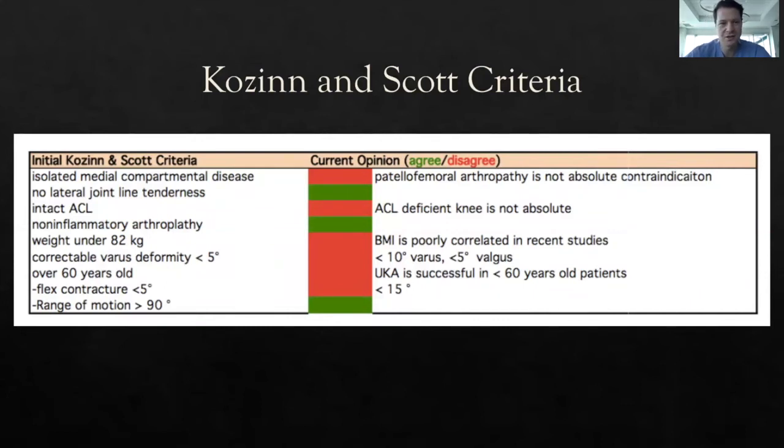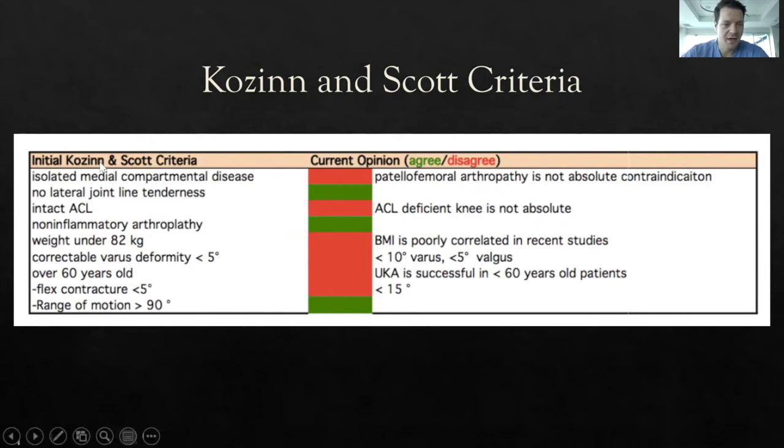And so this is called the Cozen and Scott criteria. This came from a published paper at the end of the 1980s about these two surgeons, Cozen and Scott's, experience doing partial knees. On the left side, you see what are called contraindications or indications: what patient-specific criteria has to be present for us to do a partial knee replacement versus a total knee.